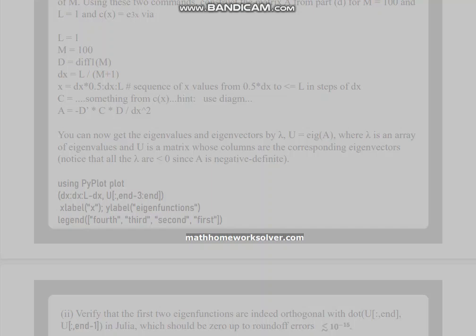2. Verify that the first two eigenfunctions are indeed orthogonal with U[:,1]'*U[:,2] in Julia, which should be 0 up to round off errors.